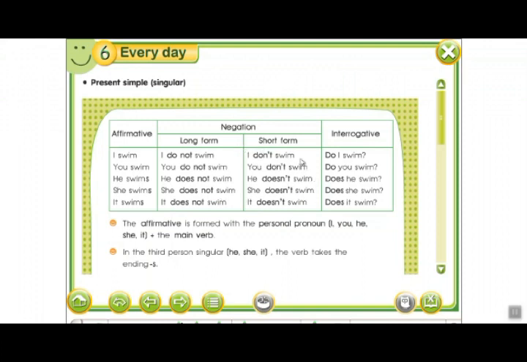Focus and concentrate on this. We say, I don't read, she doesn't read. I don't listen, she doesn't listen. I don't eat, she doesn't eat.